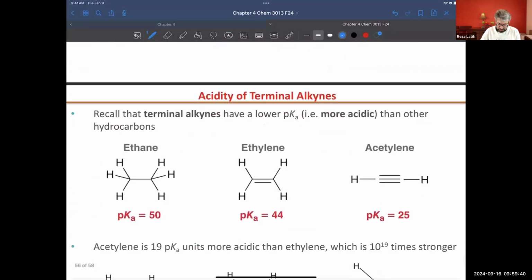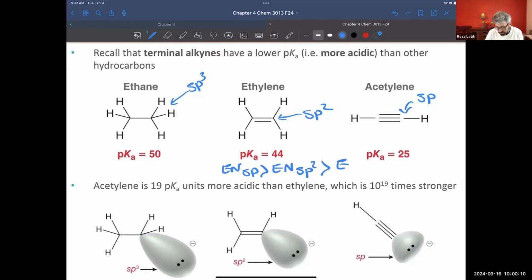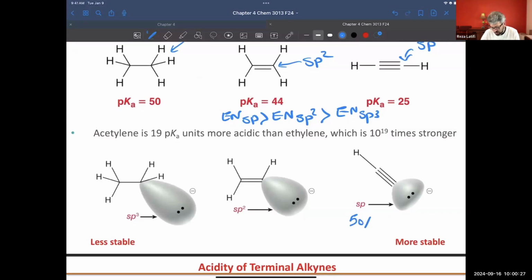And how about the acidity of the alkynes? We have alkane, alkene, and alkynes, and in that case you have to look at the hybridization. This is sp3, this carbon is sp2, and here we are dealing with sp. Electronegativity of sp is higher than electronegativity of sp2, and that's higher than electronegativity of sp3. So if you create a negative charge on the acetylene, it is more capable of handling the negative charge. Why? Because it has 50% s character.